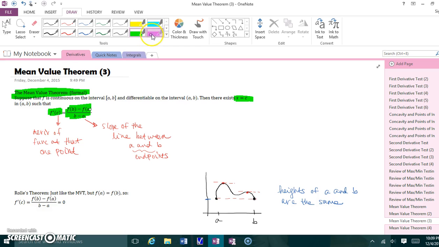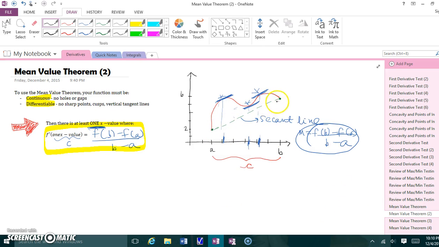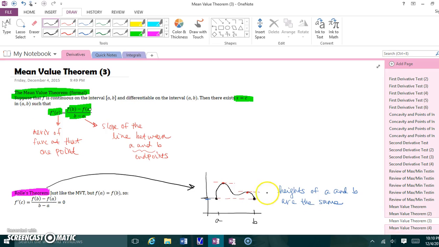Now there's something called Rolle's theorem. It's the same exact thing as the mean value theorem, same wording. The only difference for Rolle's theorem's picture is here: the height of A and B, or the y values, is the exact same. Notice before in my picture, the heights of the endpoints were definitely not the same. For Rolle's theorem, the heights of A and B are the same.